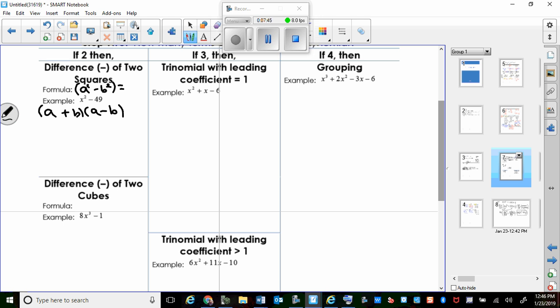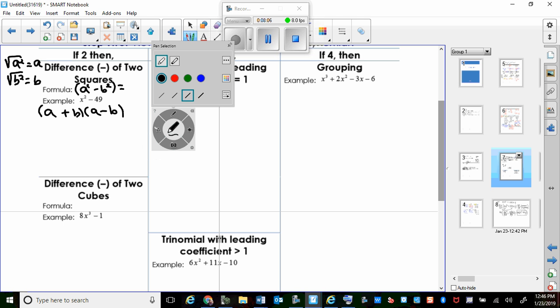So how do you get a? You take the square root of a squared, this equals a. You take the square root of b squared, this equals b. All right? So for the first term, I'm going to show you how to work it out.